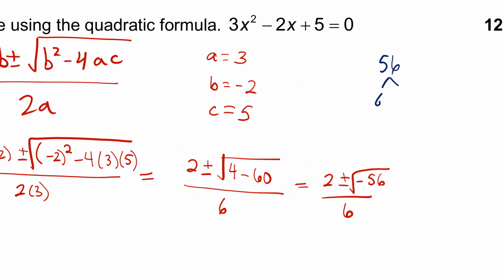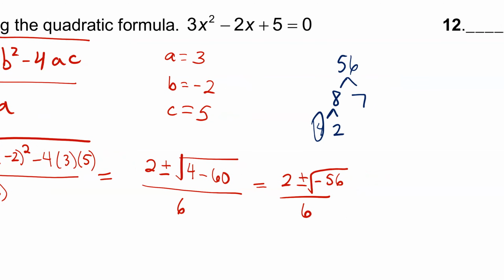56 is 8 and 7. Let's see, factors of 8: 4 and 2. So I'd like to have a perfect square. So I could rewrite root 56.